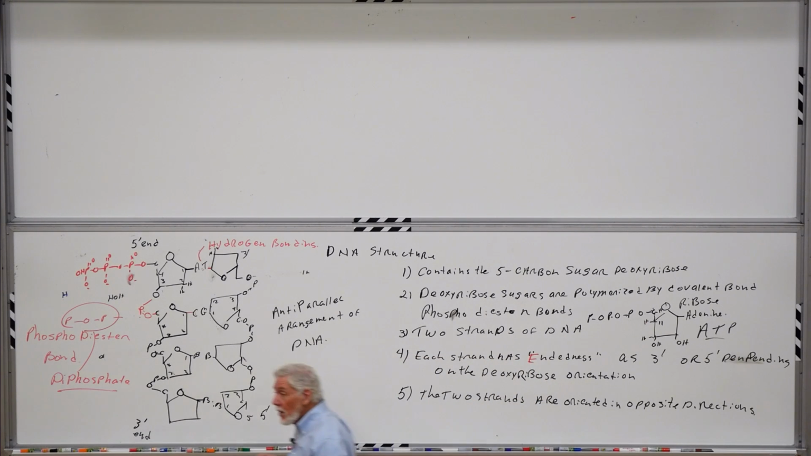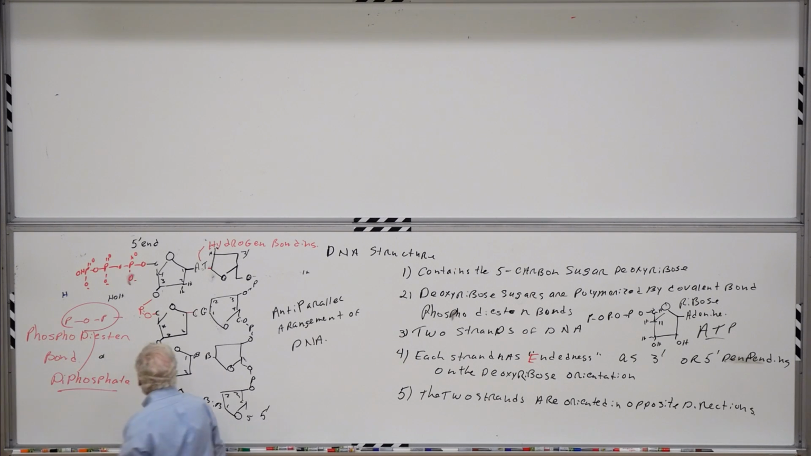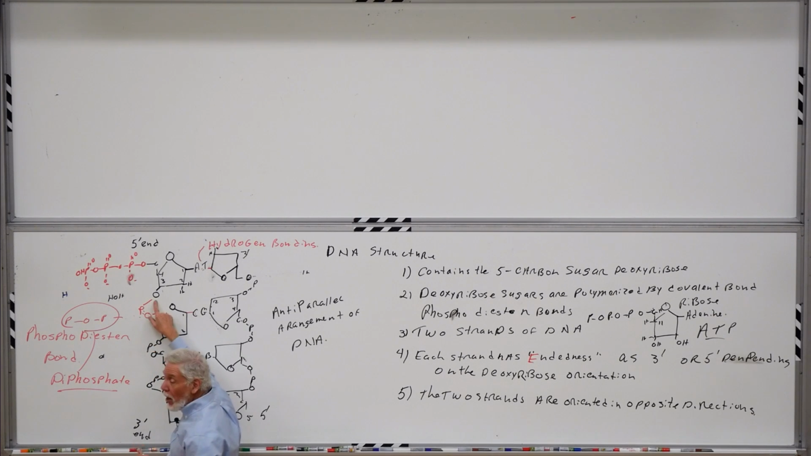Yes? So the phosphodiester bond is between the phosphorus, oxygen, and phosphorus? So the question is, what do you mean by a phosphodiester bond? The oxygen-phosphorus-oxygen bond is said to be a phosphodiester bond. It includes all three of those atoms. And that's the phosphodiester bond.